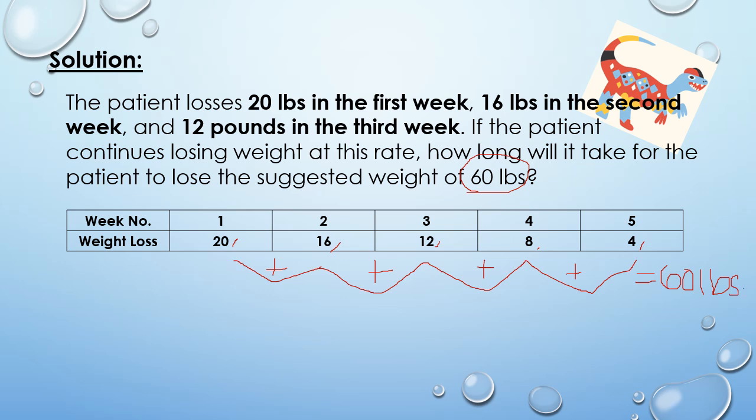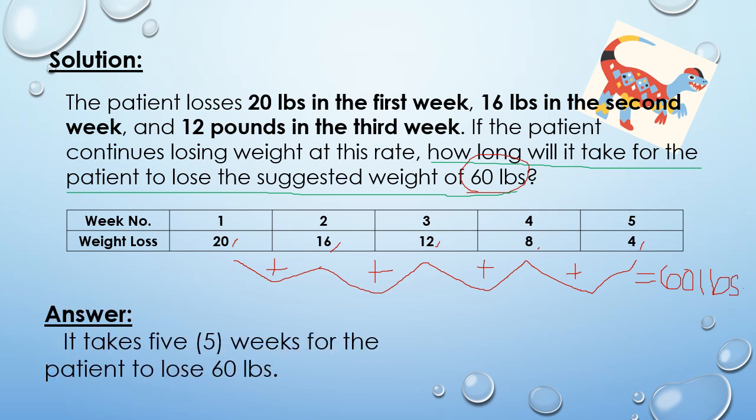So, how are we going to state our answer? Since the question is, if the patient continues losing weight at this rate, how long will it take for the patient to lose the suggested weight of 60 pounds? Alright, so the answer is, it takes 5 weeks for the patient to lose 60 pounds. Okay, now let's proceed to the next task.